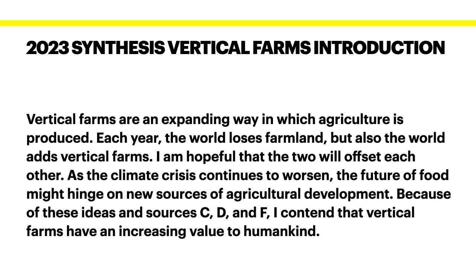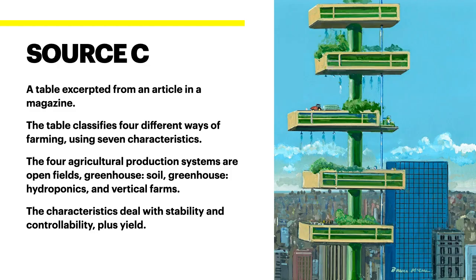If you don't need to read all 3 of the sources, then that's time you can spend writing instead of reading. So the 3 shortest sources in this case were C, D, and F, and that is the reason why I went with them. So source C was a table excerpted from an article in a magazine, and the table classified 4 different ways of farming using 7 different characteristics, and it gave a value to each of the 7 characteristics for each of the 4 types of farming.